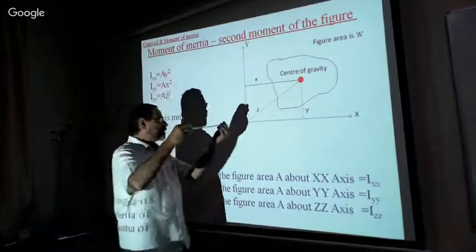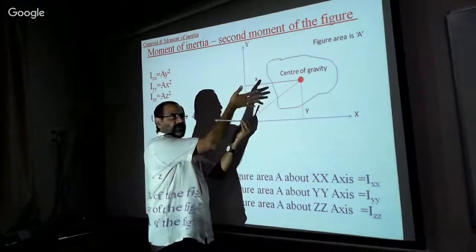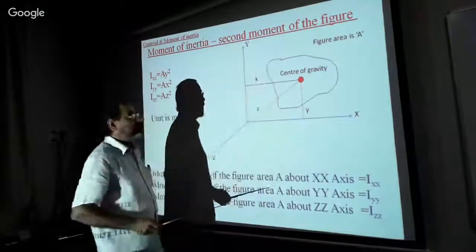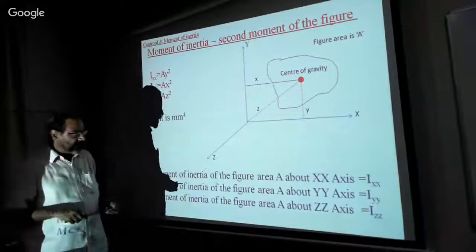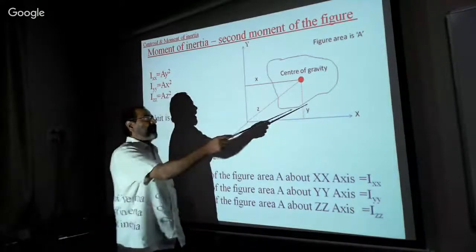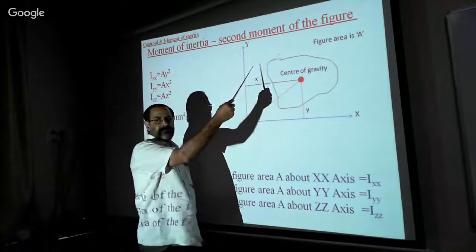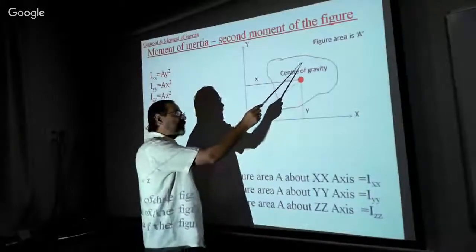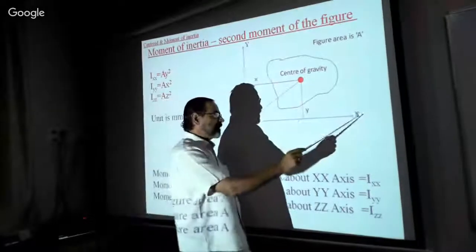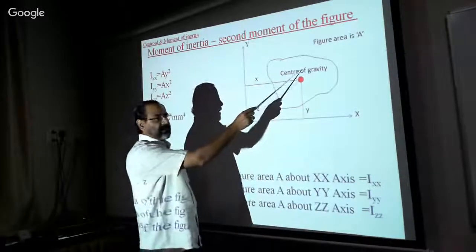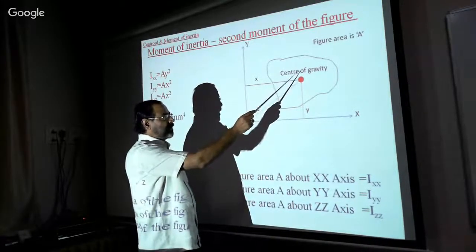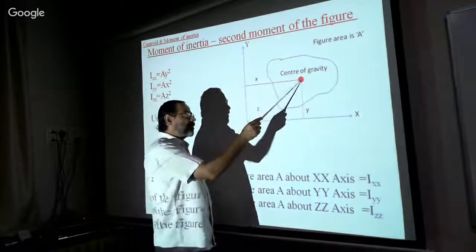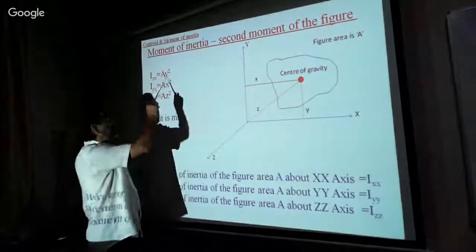Now similarly, with respect to the z axis, how does the section, the plane figure, behave? So now we need to quantify this; we need to calculate this. How to calculate this? That is the area into distance square. This is Ixx, the moment of inertia of this figure about the xx axis. Therefore, area multiplied by distance square. That is what we have printed here.